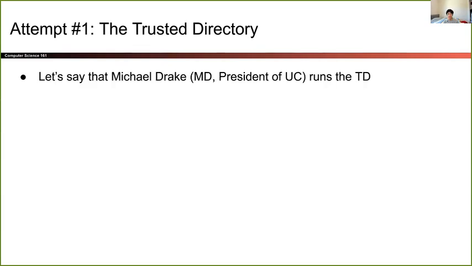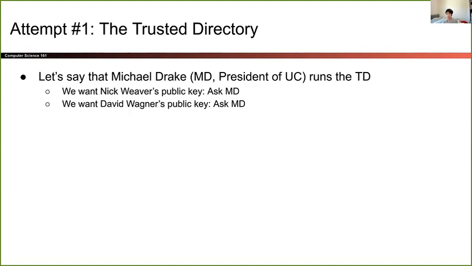All right. So let's say that for the context of this scenario, Michael Drake, who is the president of the University of California, runs the trusted directory. If we want Nick Weaver's public key, what we're going to do is we ask Michael Drake. If we want David Wagner's public key, what we'll do is we ask Michael Drake. And let's just say, oh, we need Raluca Ada Popa's public key. We're going to ask Michael Drake. Can anyone think of some problems with this TD? What is the issue that you're starting to see here?